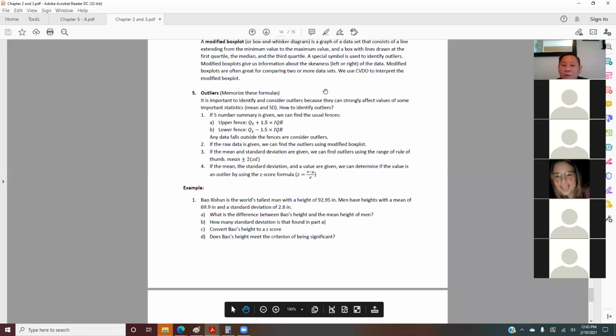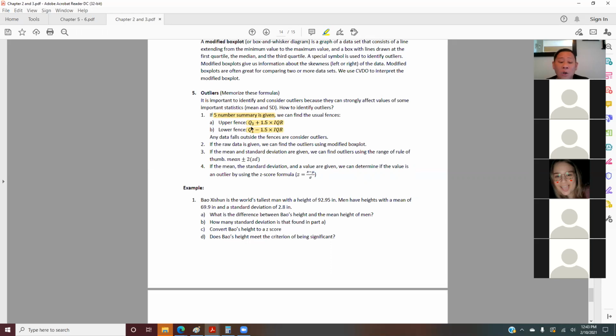Now, we talk about outliers. If you want to figure out what formulas to memorize or write, outliers is the one here. In order for us to figure out outliers, there are a few formulas. If a question gives you a 5-number summary, then you have to figure out the lower and upper fences, and any data falling outside these fences is considered an outlier. The formulas are Q3 plus 1.5 times IQR and Q1 minus 1.5 times IQR.